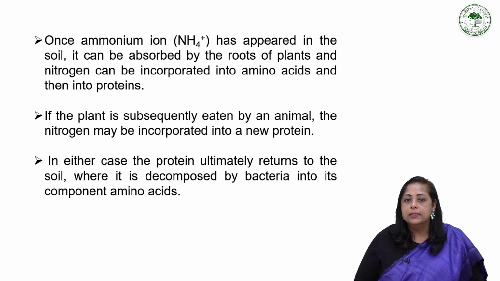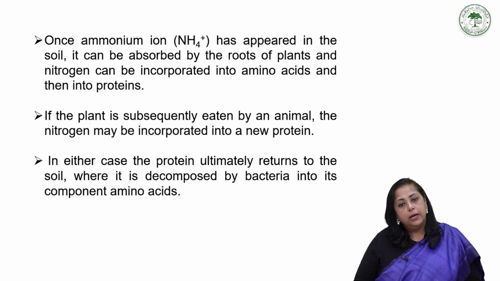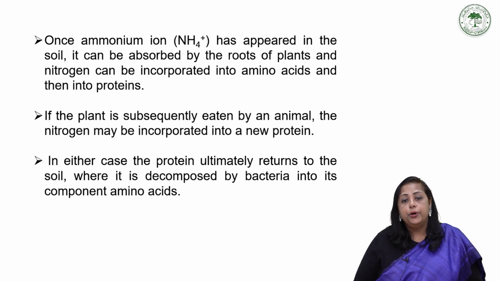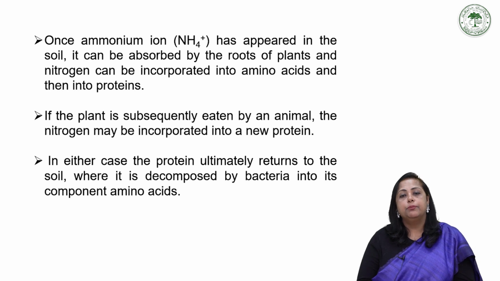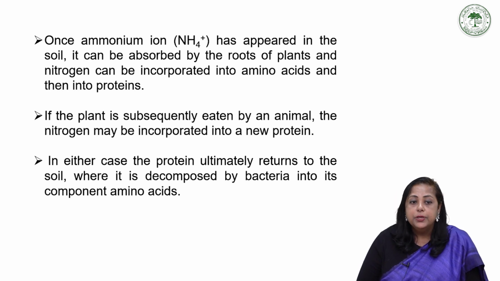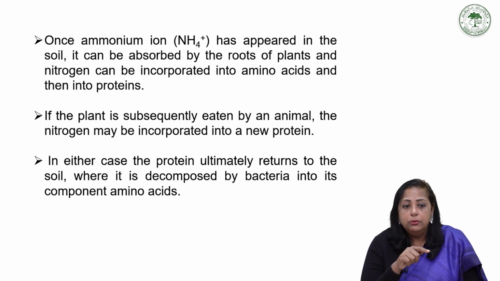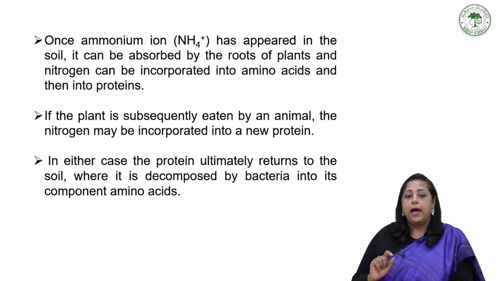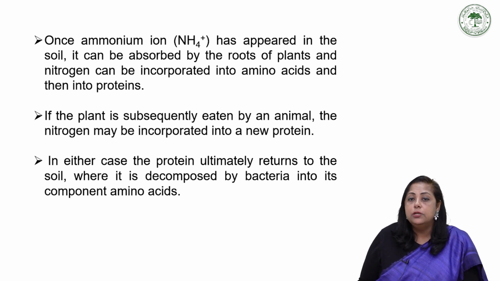Once ammonia has appeared in the soil, it can be absorbed by the roots of plants, and the nitrogen can be incorporated into amino acids and then into proteins. We know amino acids are the building blocks of proteins, and these are used by the genetic material. If the plant is subsequently eaten by an animal, that's how nitrogen may be incorporated into a new protein. In either case, the protein is ultimately returned to the soil, where it is decomposed by bacteria into the component amino acids.